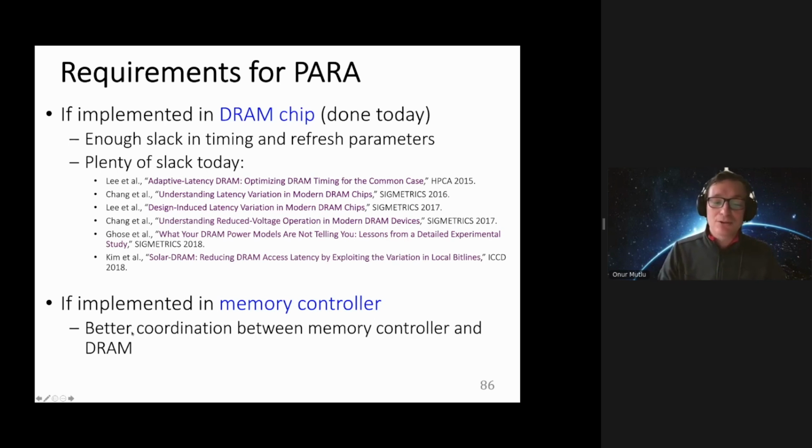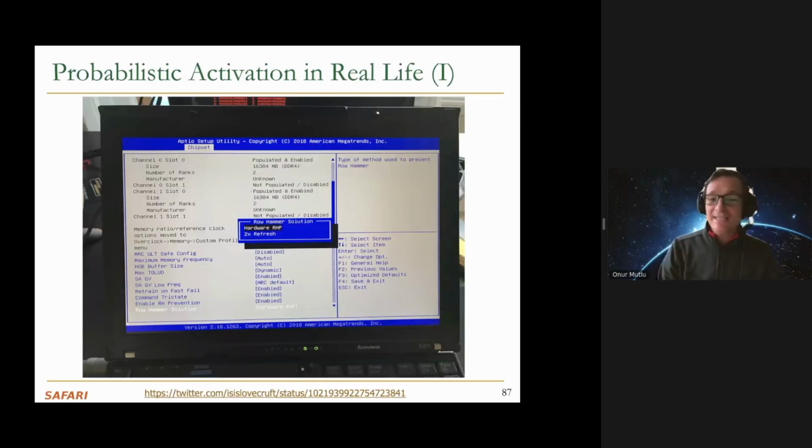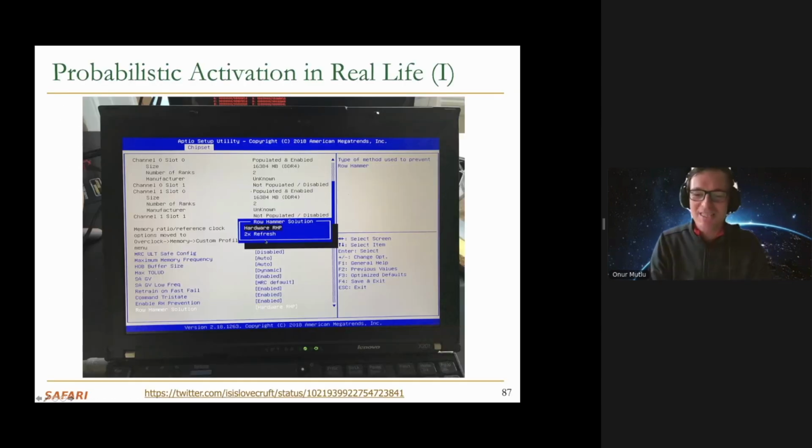I believe a better solution is implementing in the memory controller. This requires better coordination between the memory controller and DRAM, and the memory controller needs to know which rows are physically adjacent. As I said earlier, memory controller doesn't necessarily have this information. Even though the rows are physically adjacent, memory controller may think that they're not physically adjacent because of the remapping that happens internally in the DRAM chips. That said, this solution was already employed by Intel in their memory controllers, as you can see over here. It's not exactly the solution that we envisioned, but it's very similar.